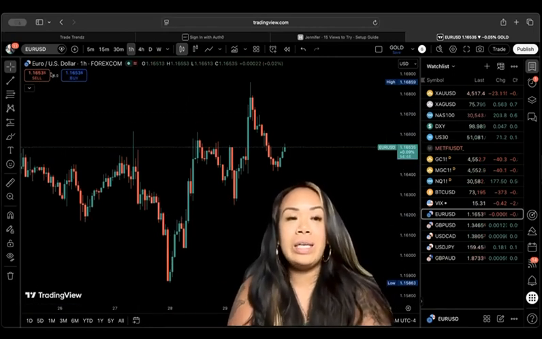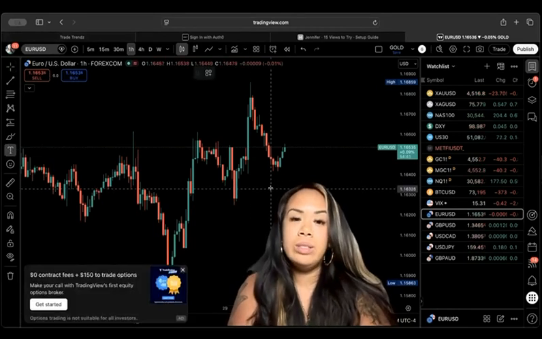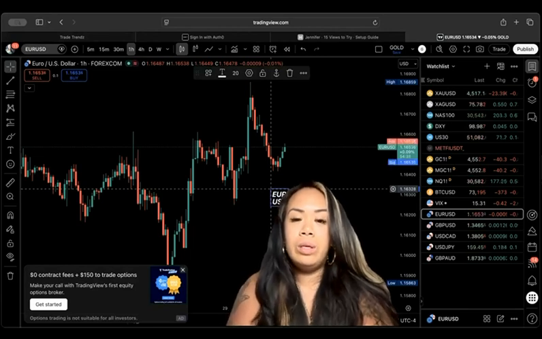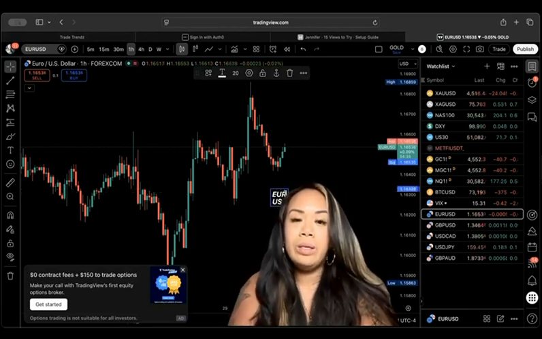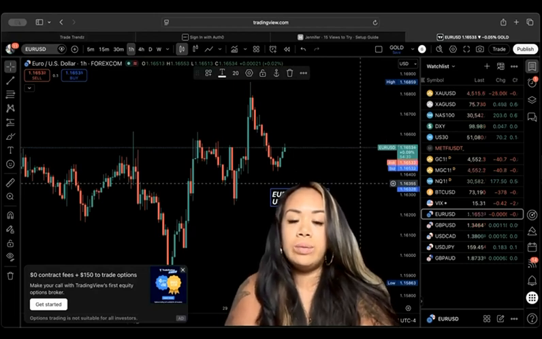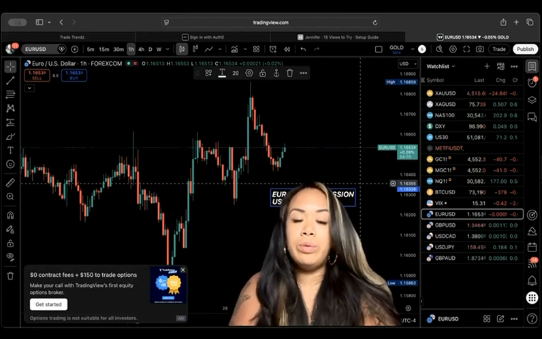We are currently looking at the euro US dollar. So just break down the pair, right? So we have euro and USD. Okay. Euro is essentially traded throughout London session. Okay. And because it is paired with the US dollar, it can also be done throughout New York session.